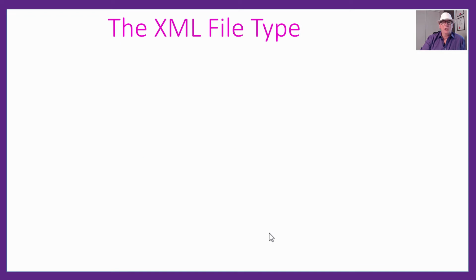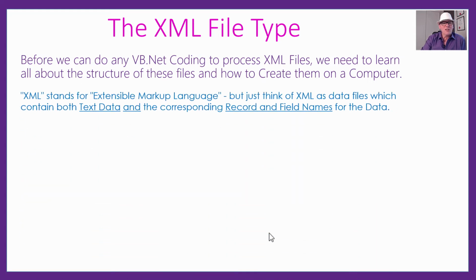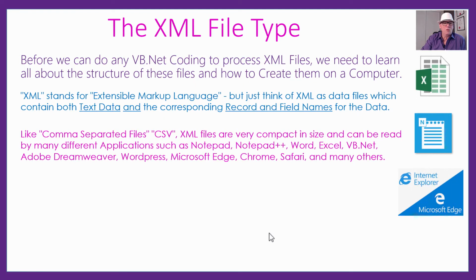All right, so the XML file type, let's get into it. Before we can do any VB.NET coding to process these XML files, we've got to work out what is an XML file, what the structure of these things is, and how they work. So XML stands for Extensible Markup Language, but really just think of it that you've got data there, and then you've got those arrowheads and your record and field names also present in the file. So it's got these things called meta tags that describe what's in the file, but we'll get onto that later.